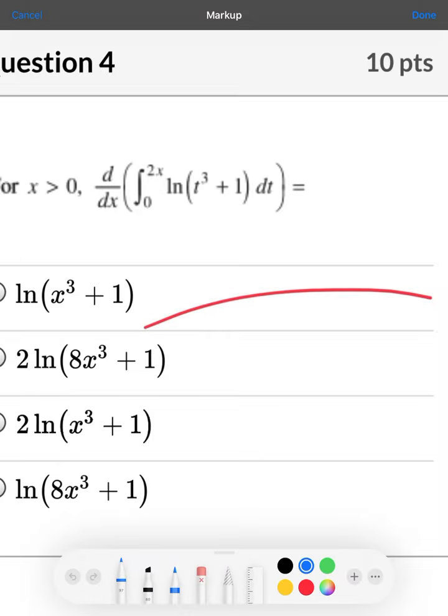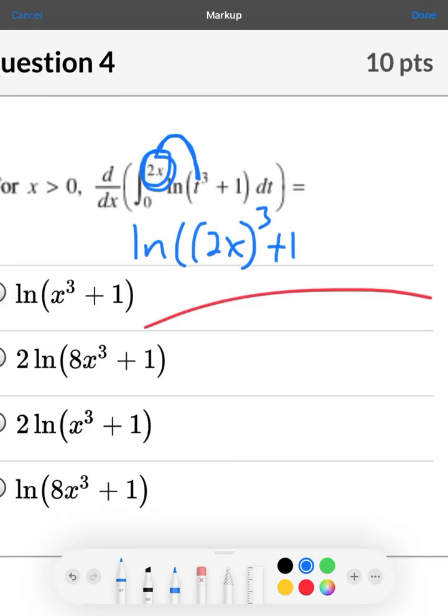Okay, so we want the derivative of this integral. So we said when you're doing the derivative of an integral, the shortcut would be just replace whatever's up here with the variable there. So I would have ln, replace t with 2x.